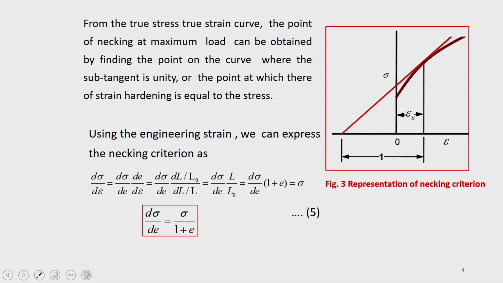We can write it as d sigma by d E into d E by d epsilon, because this is the condition where we are going to find it in terms of engineering strain. The previous case was for the case of true strain. So, d sigma by d E into d E by d epsilon, we can write in this form, and finally we will get that d sigma by d E into 1 plus E is equal to sigma, or we can say d sigma by d E is equal to sigma by 1 plus E.